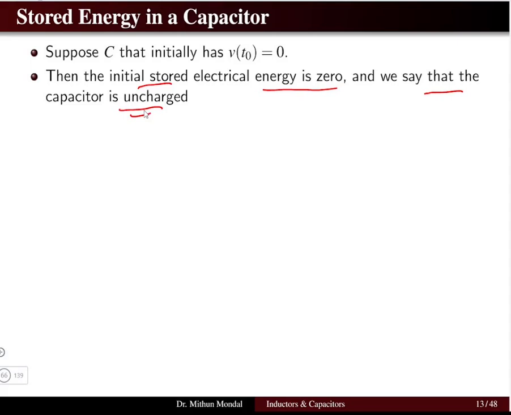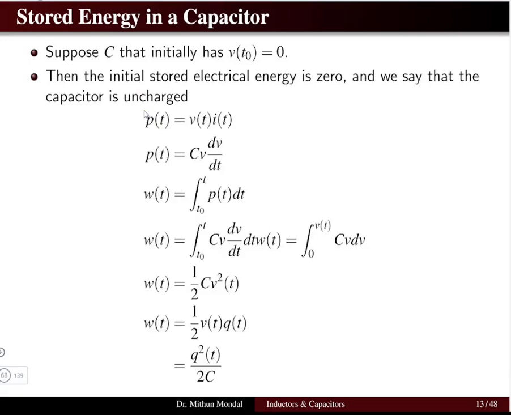So if there is no voltage initially, there is no energy and the capacitor is uncharged. Then in that case, we can write the equation of the energy starting from the derivation of power. Power is the product of voltage and current, that we know. But these are time varying quantities. Power is basically C V dV by dt that we can obtain. And energy is basically the integral of power from T0 to T.